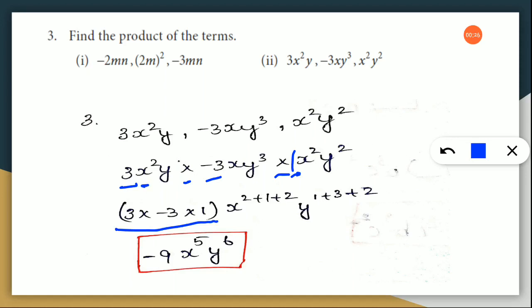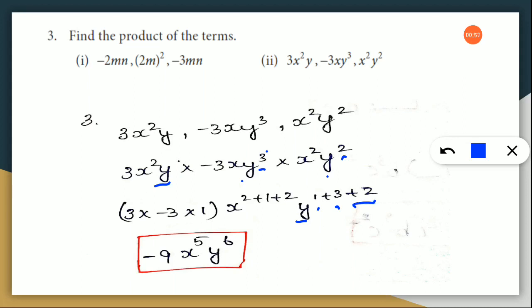Here is one x square, and then here one x is there, and the power, if nothing is above the power, we have to assume it as 1. So I am writing 1 here, and then here x square is there, so plus 2. Next, look at the y. First term has y power 1. I am going to write y power 1 plus y power 3, and then plus 3 is written, and then y power 2. So therefore plus 2 is written.